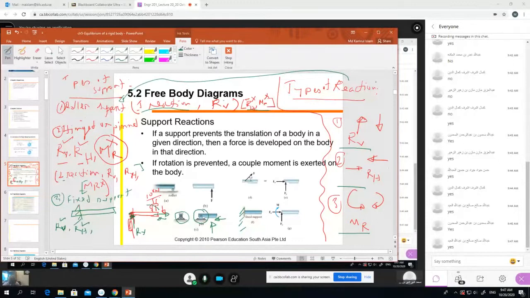Now if you want to rotate it, you cannot because it is fixed from inside, and it will give you an opposite moment reaction. If you try to rotate something there, it will give you opposite reaction. So MR. So there are three reactions now. We have all types of reaction. Fixed support can give you all three reactions: RV, RH, and MR. Now clear? Tell me. Clear? Please answer me.